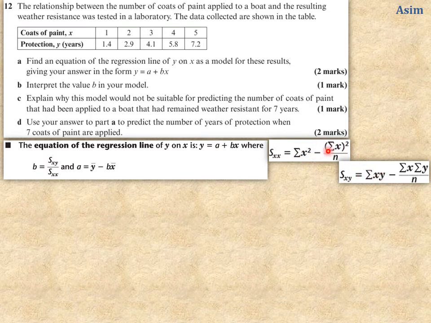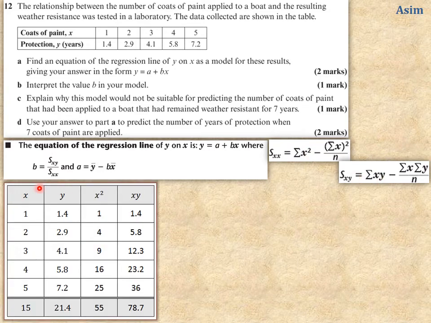See, nowhere do we need y squared. So we don't need a column of y squared like we did in correlation. So in regression, you will only need 4 columns in your table. X, y, x squared, and xy. There is no need of y squared. So the table is ready with all the totals written here. We need to find, one by one, b and then a.